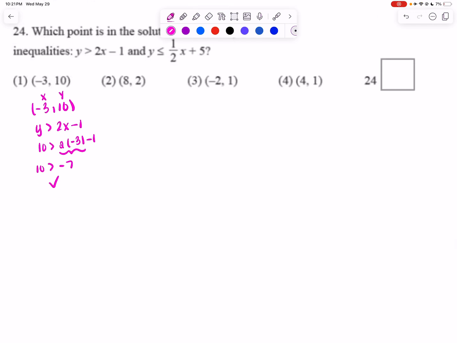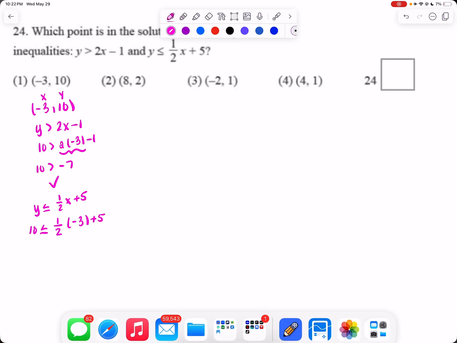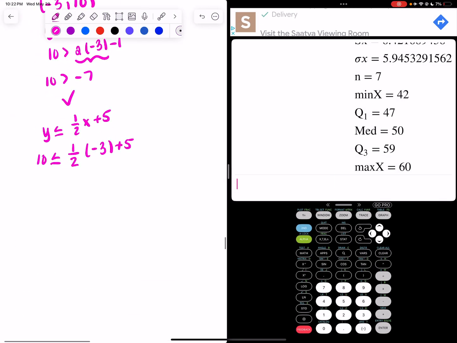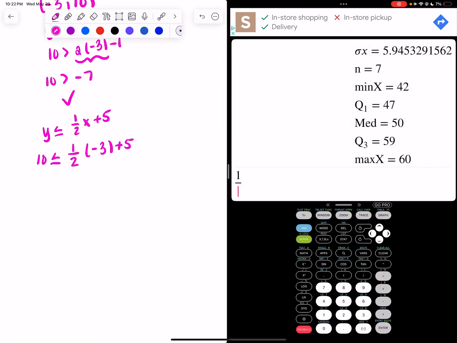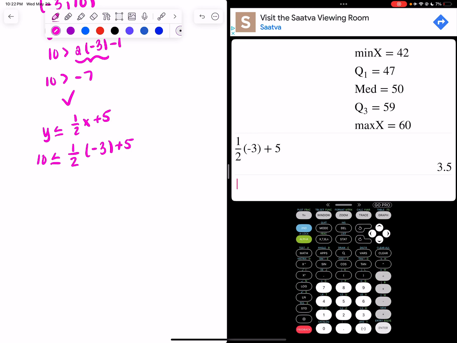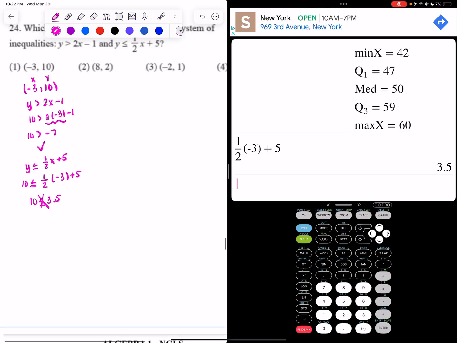Now I'm going to type it into my y less than or equal to 1/2 x plus 5. So we're saying y is still 10, so I'm going to do less than or equal to 1/2 times negative 3 plus 5. Now, I don't like to do decimals or fractions in my head, so I'm just going to type it into my calculator. So I'm going to do alpha y equal enter 1/2 times negative 3 plus 5 and hit enter, and I get 3.5. Now, this is not going to work because 10 is not smaller than 3.5. It's bigger. So it can't be choice 1.